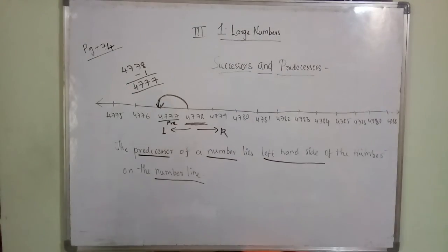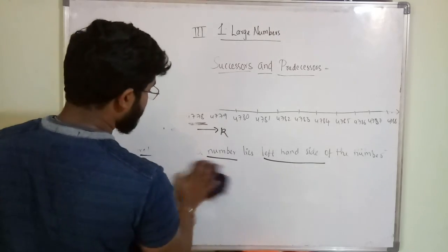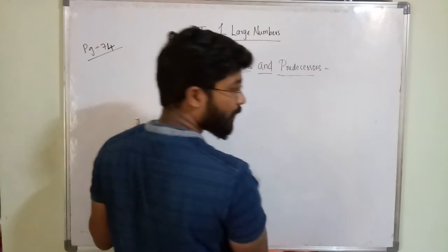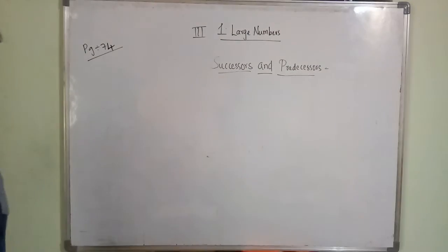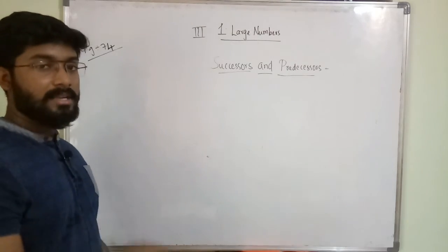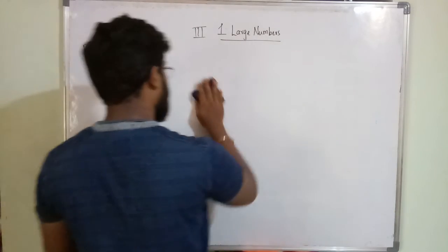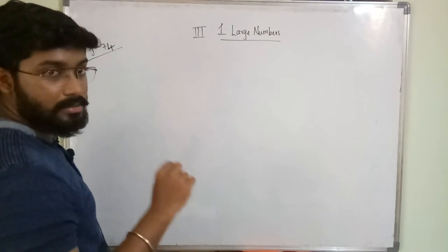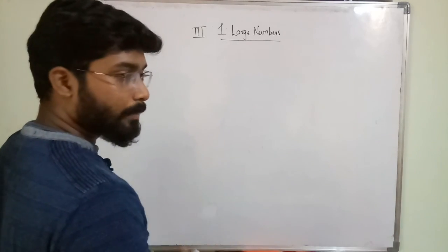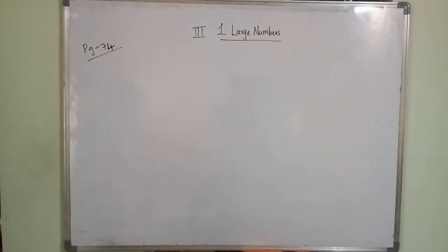With the example I have said this. Okay, so with this we have completed this topic, successors and predecessors. If he is asking the successor, he will give one number, and you have to do +1. If he is asking the predecessor, you have to do -1. That's all. And the successor of any number on the number line will lie right hand side to the number, and the predecessor will lie left hand to the number. Okay, left hand side. Clear? So with this we have completed this topic.